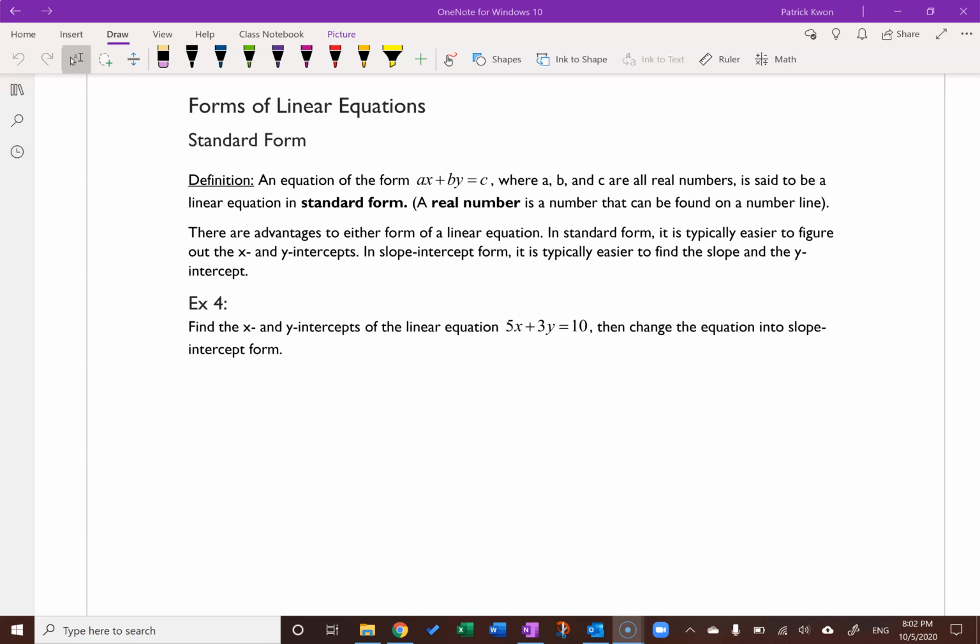So an equation of the form ax plus by equals c, where a, b, and c are all real numbers, is said to be a linear equation in standard form. A real number is just a number that can be found on a number line.